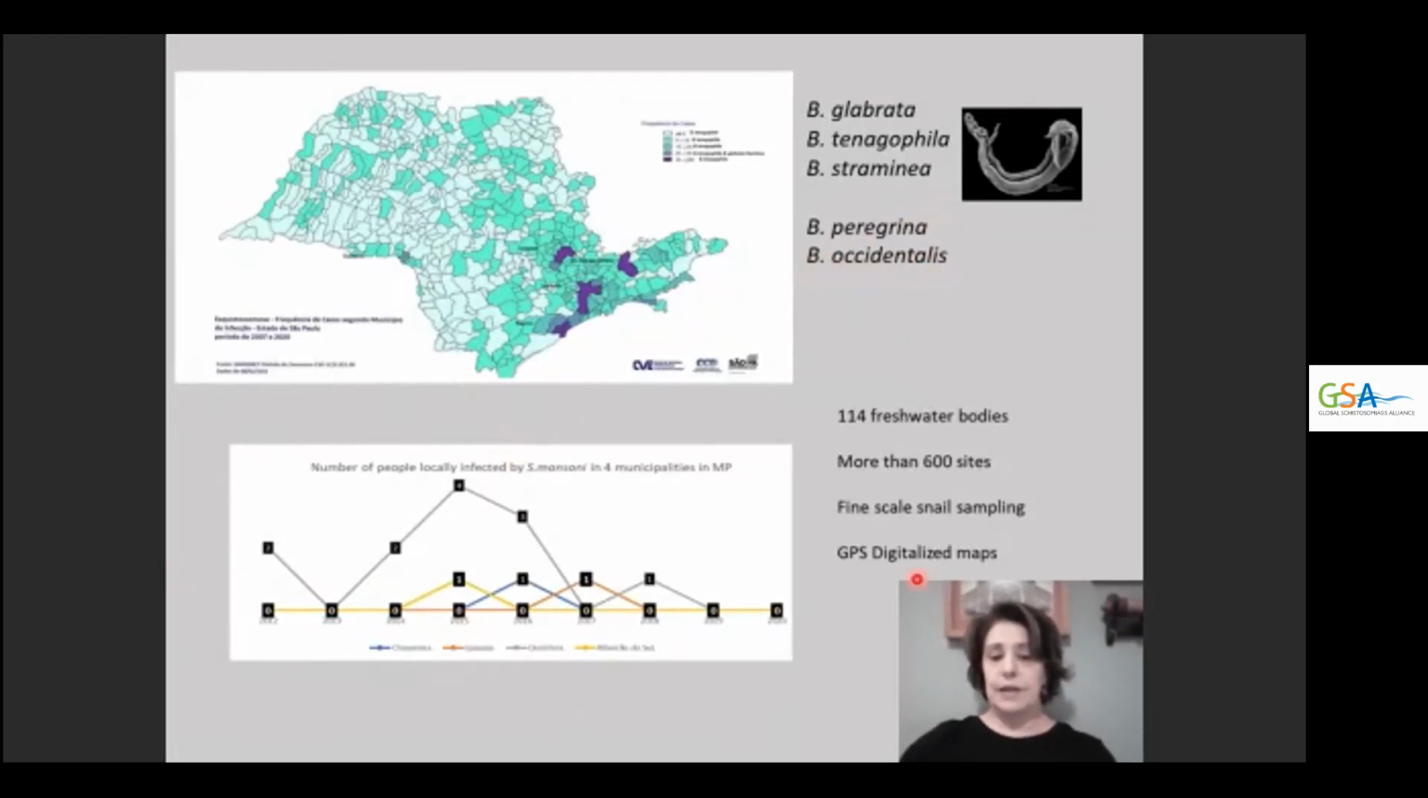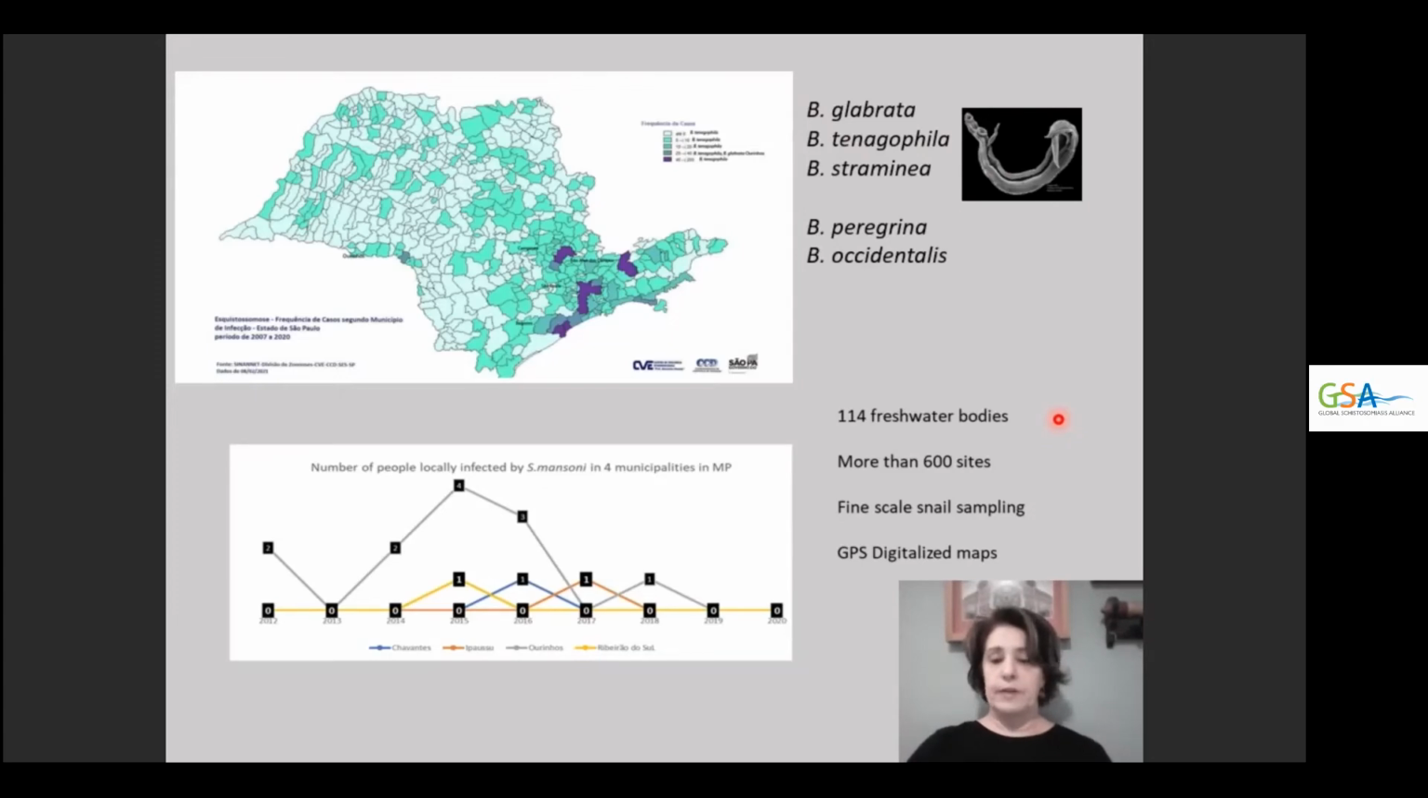Schistosomiasis is not as important today as it was in the past. Some changes happened, and today we have few cases of people locally infected by Schistosoma mansoni. So it's not a region which has a high importance for the disease, but it has a high importance in terms of malacology and in terms of the possibility of expansion of Biomphalaria glabrata, considered the most susceptible species to Schistosoma mansoni.